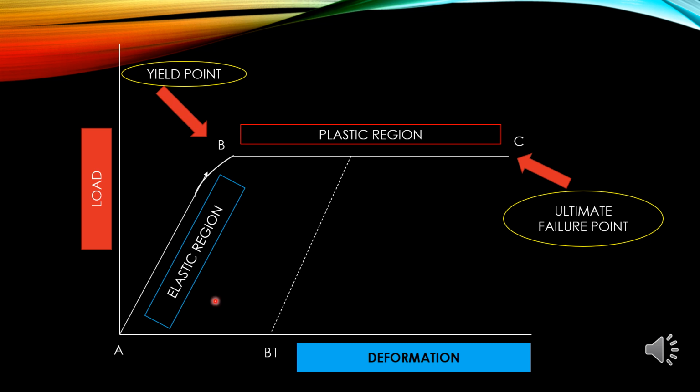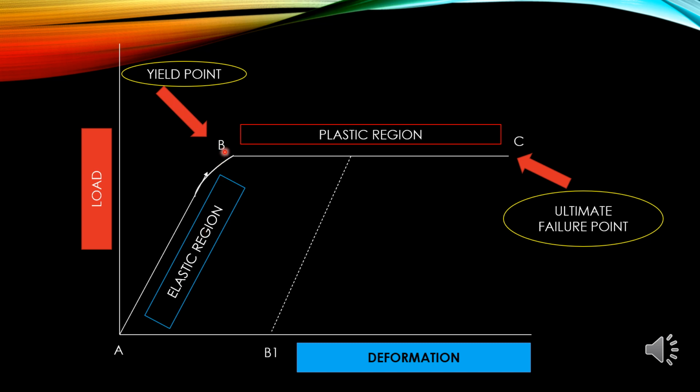So let us discuss the load deformation curve. On the x-axis we have taken deformation. On the y-axis we have taken load. It has four regions. A to B is an elastic region. Point B is a yield point. B to C is the plastic region. And C is the ultimate failure point. The elastic region is that region where, when we apply any load on any structure, it has a tendency to go back to its original shape without deformation, even if we remove the load. So that is known as the elastic region.